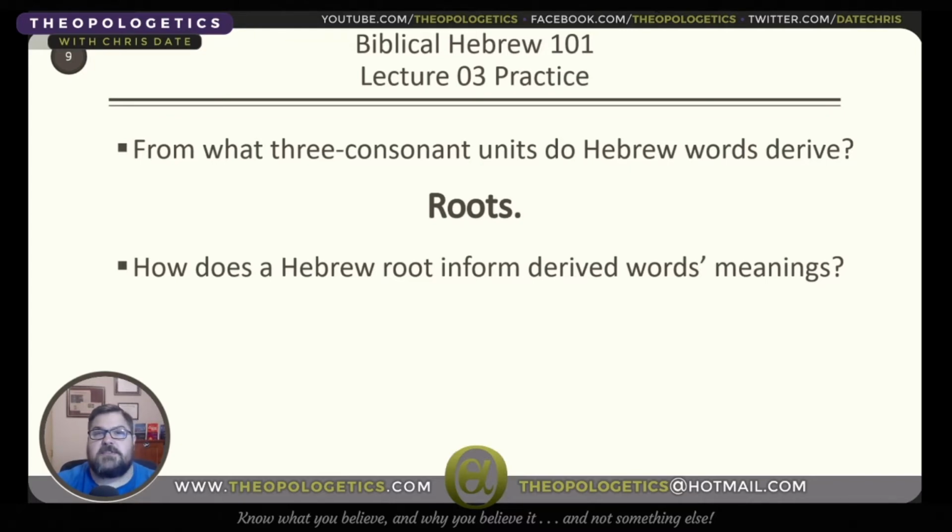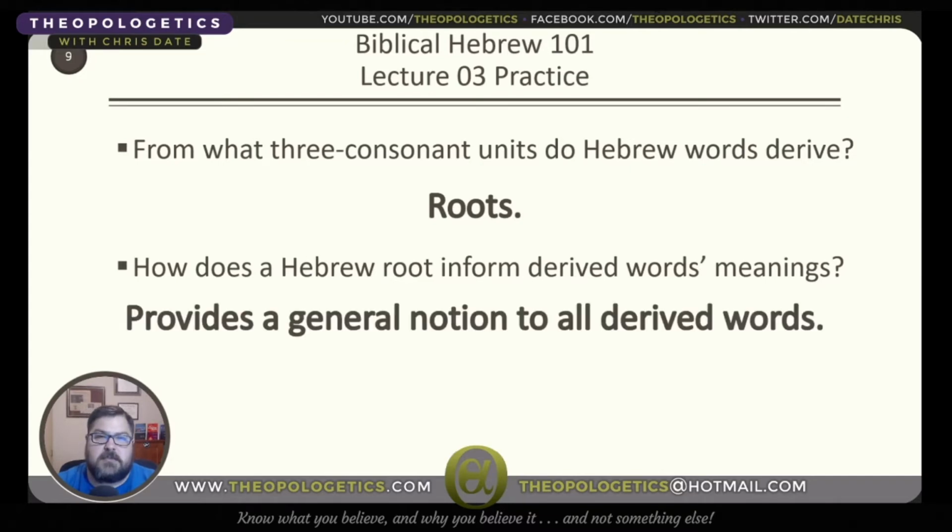Maybe another way to think of this question is what relationship is there between words that all derive from the same root? And the answer is that the root provides to all of the derived words a general notion, and those derived words make that notion more specific. So, just as one example, melech means king, mamlacha means kingdom, if I'm remembering correctly, and you can see that both of those have something to do with ruling, and they both come from the root mem lamed chaf, which has something to do with reigning or ruling.